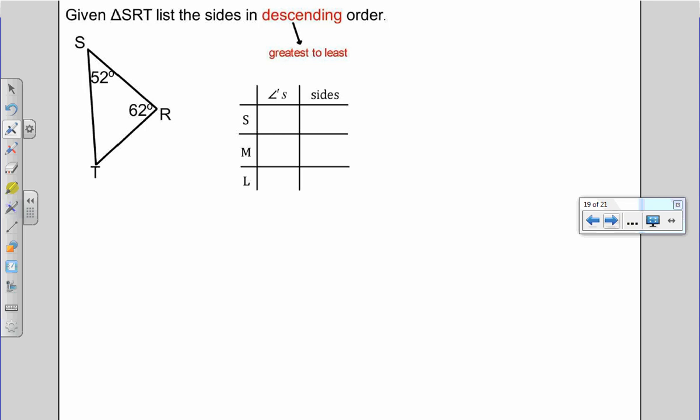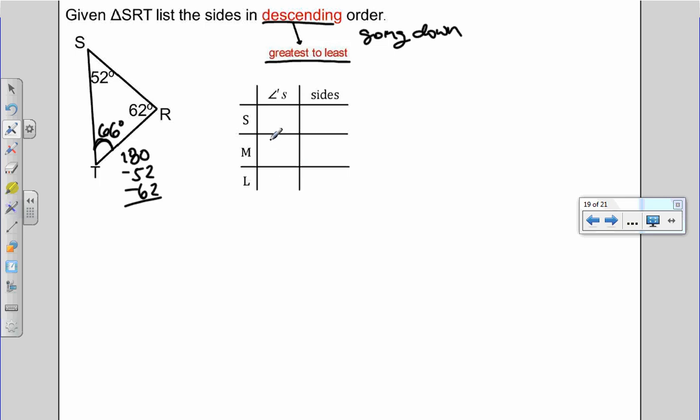Almost done, guys. Troopers for hanging on so long. List the sides in descending order means from greatest to least. When you descend, you're going down. So in order to solve this, you've got to figure out what T is first. 180, take away 52, take away 62. You should be able to tell me that T is 66 degrees.